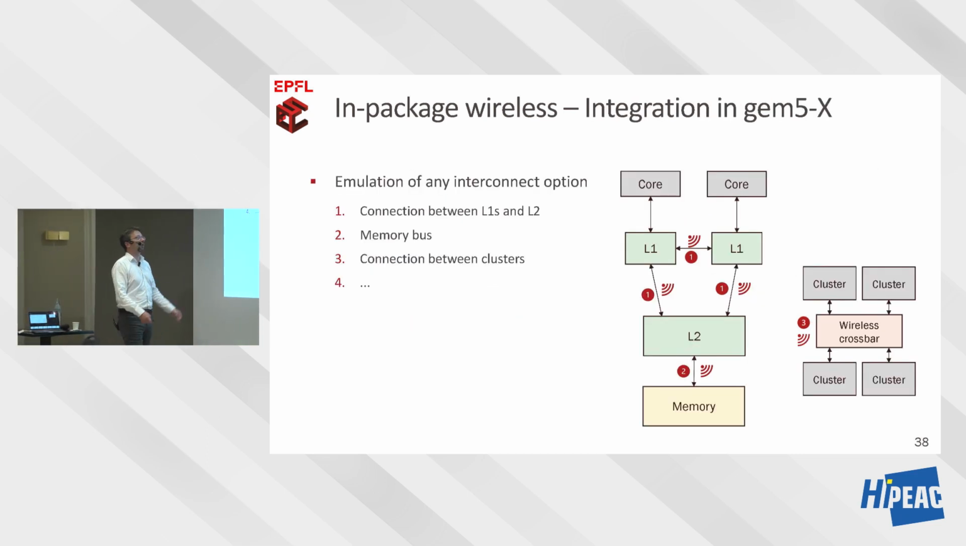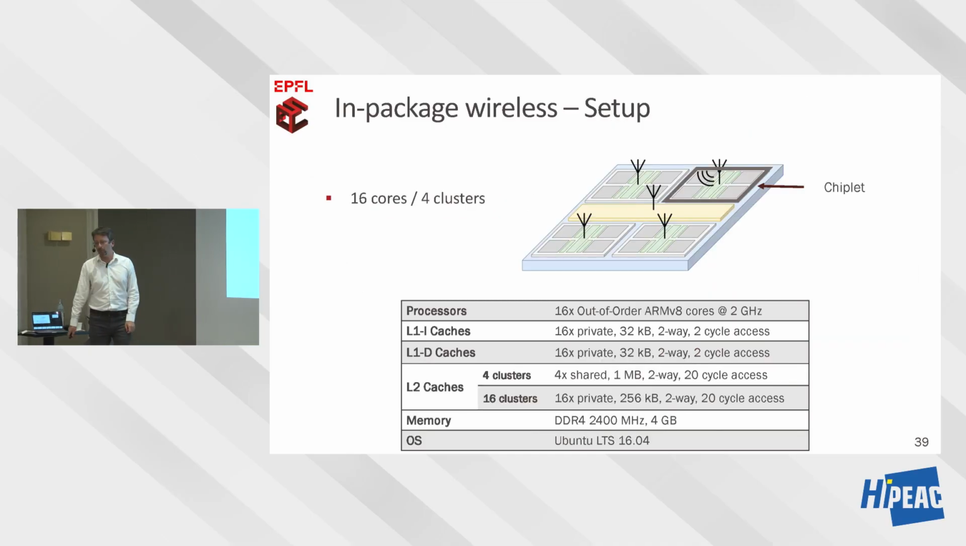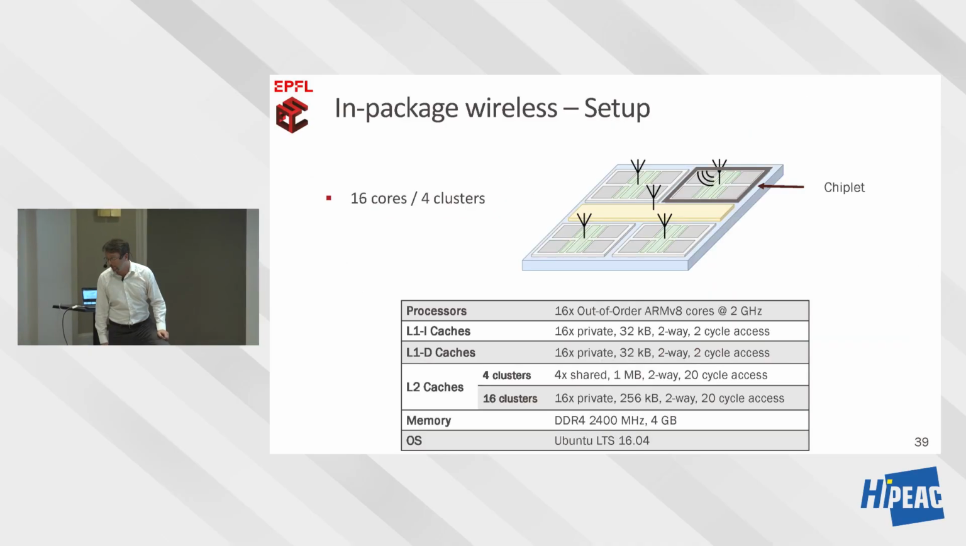Again, we could instantiate that anywhere, but we had to instantiate it somewhere, so we used this as a test system: 4 clusters of 4 cores each, and we had a wireless link in between clusters at the level of the level 2 cache, and one at the level of the level 1 cache.